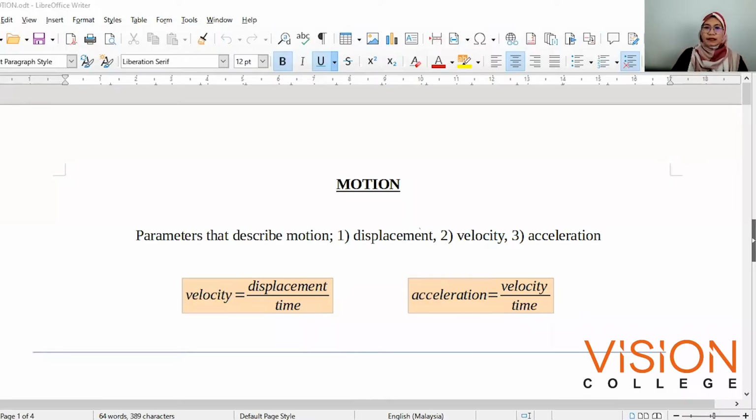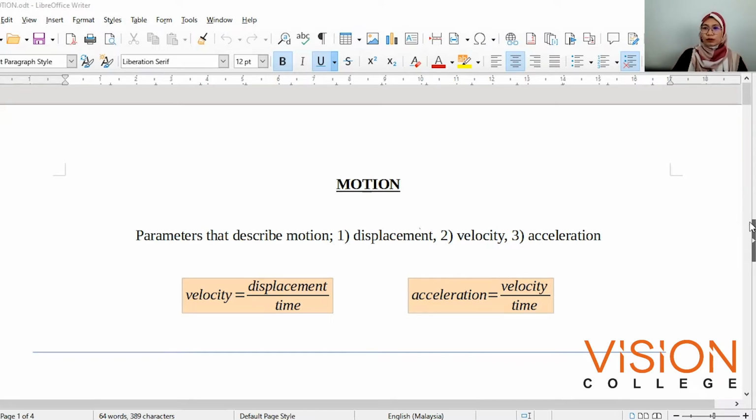Knowing that the SPM is around the corner, today's special session is for those who want to score better in physics. So for this video, we'll be doing the physics topic of motion, which is covered in the Form 4 syllabus. Okay, so without further ado, I will share the screen and show you the documents. So here, as I mentioned just now, I'll be doing the topic of motion.